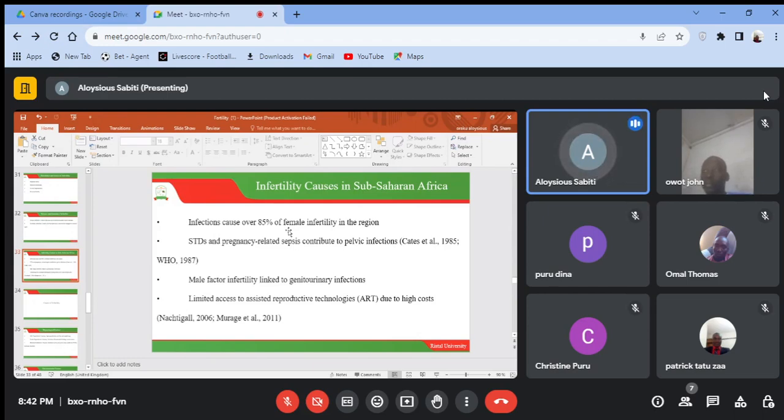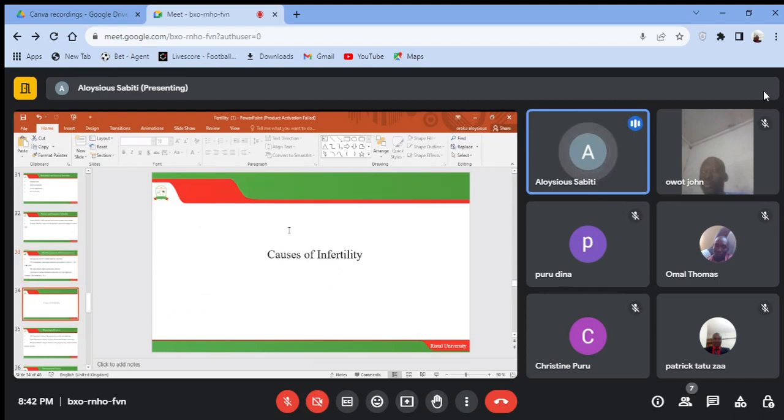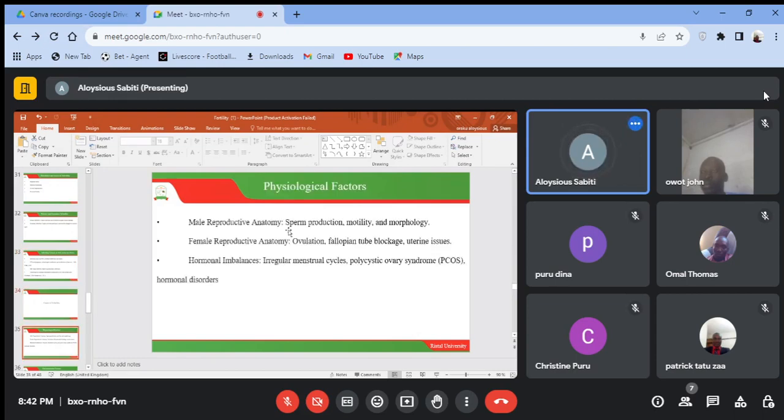All these are factors that biologically affect fertility among men, and they also contribute to infertility or failure to make a woman pregnant, and we count it as part of infertility. So we just want to run through again the causes of infertility now, and we want to look at physiological factors.